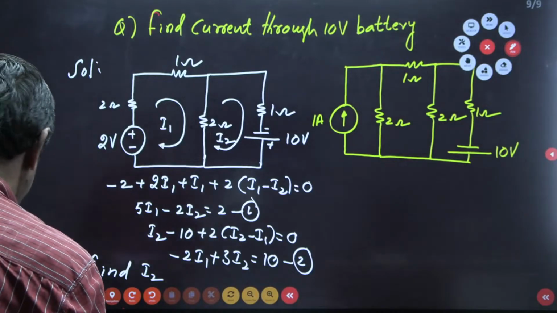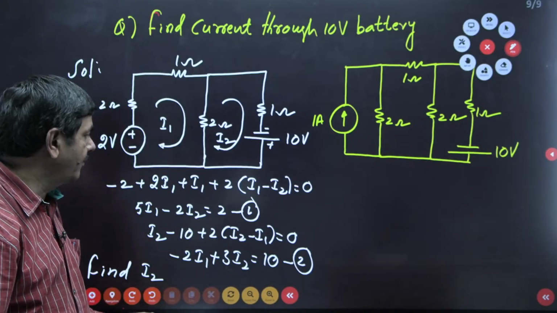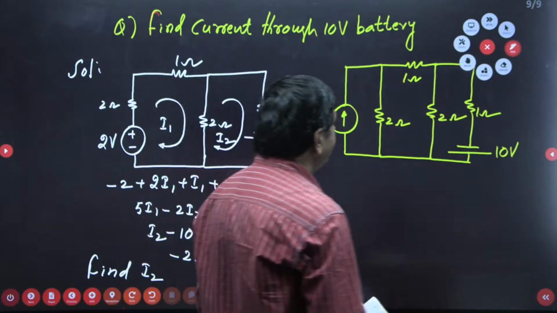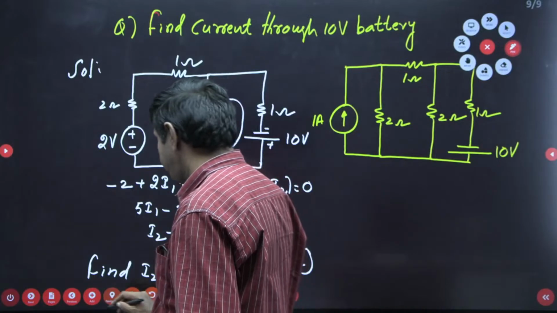Mostly if you are calculating the I2 value, it comes as 4.91 amperes. Anyone who solves will get the I2 value. This is one of the questions, and I will go to the next question again.